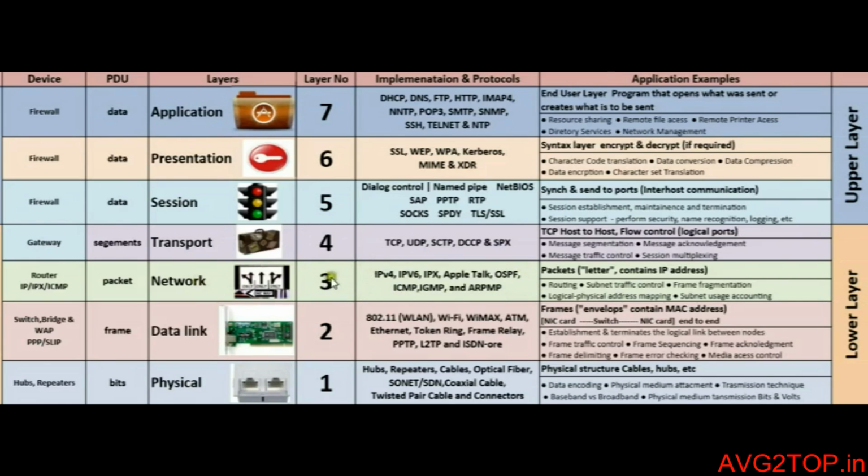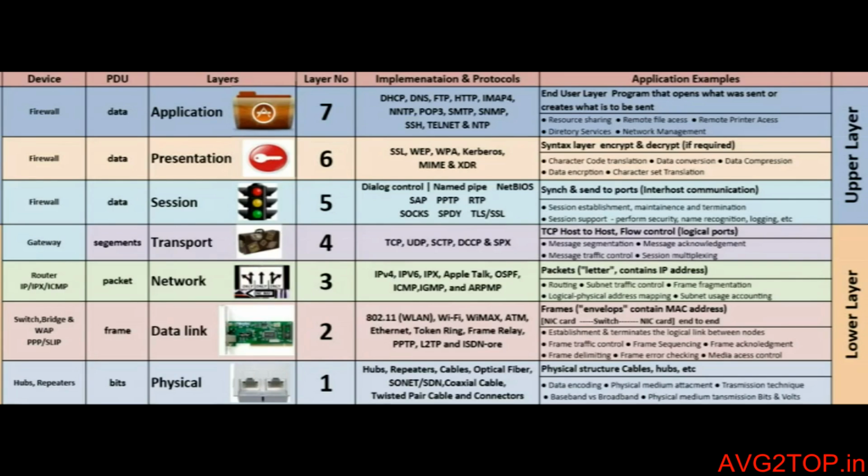So these are the protocols which help us to communicate between the networks. That's the reason here we use routing, subnet traffic control, and it acts as a physical address mapping between the two nodes, and it also counts the subnets, which come under the physical address mappings.